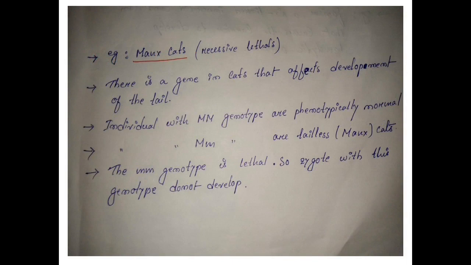Now we will discuss an example of recessive lethal genes, that is Manx cats. There is a gene in cats that affects development of the tail, and cats with the capital MM genotype are phenotypically normal. The individuals with capital M and small m genotype, that is heterozygous condition, are tailless. The small mm genotype, that is the recessive condition, is lethal. The zygote with this homozygous recessive condition does not develop, so the heterozygous condition will be tailless, that is the Manx cat, and the homozygous recessive condition will be lethal to the organism.